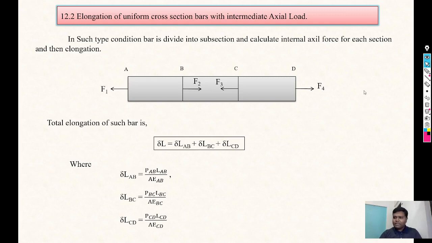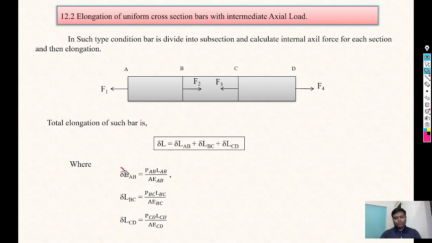The formula is simple, which we have already discussed: PL by AE. The formula is PL by AE. This is a simple formula that we have discussed. But now here we are calculating the elongation of a particular section. That's why we have modified this formula with the section.